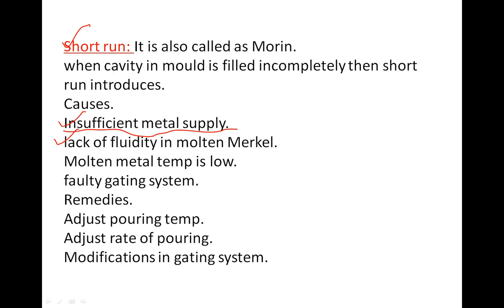Lack of fluidity in molten metal means it will not flow in properly. Molten metal temperature is low: before reaching its proper destination, it will solidify and not reach that particular location. That will form the misrun or short run. Faulty gating design is another cause. So what are the remedies? Adjust the pouring temperature and rate of pouring, and modify the gating system. These are the procedures required to avoid the casting defects, misrun or short run.